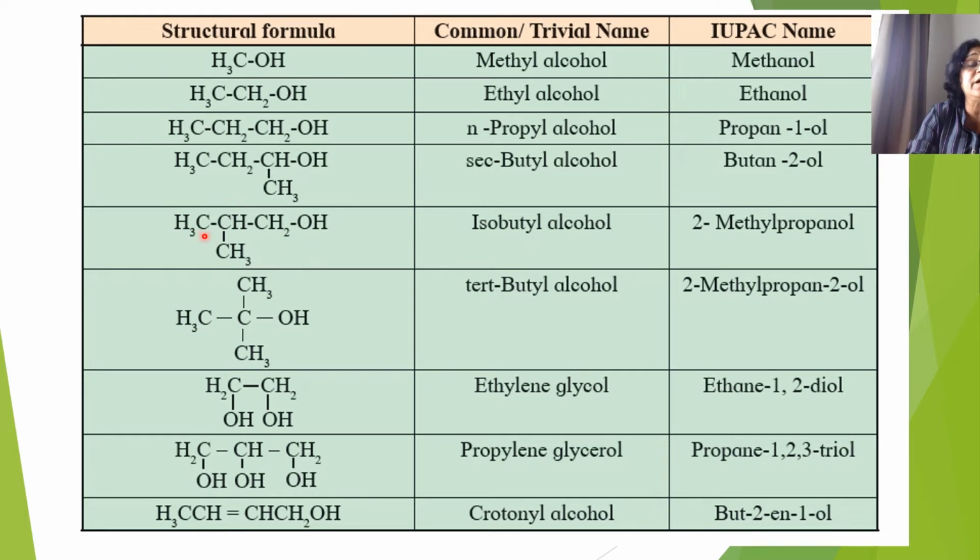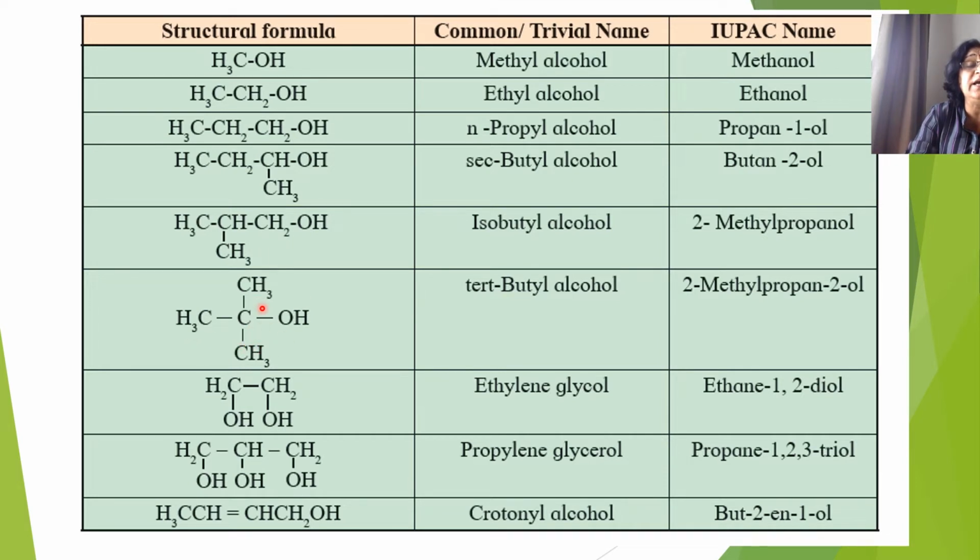Then this one. Here you see a branching at the second carbon, CH3, CH, CH3, CH2OH. There is a branching at the second carbon, which means it is iso. And how many carbons are there? 1, 2, 3, 4. So isobutyl alcohol. The IUPAC name will be 1, 2, 3, so 2-methyl propanol. Clear?